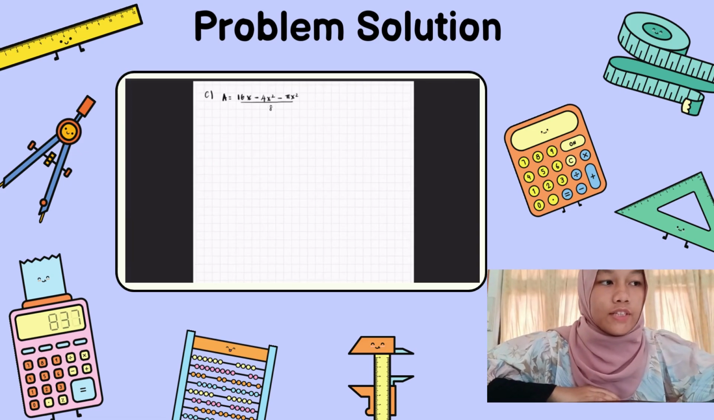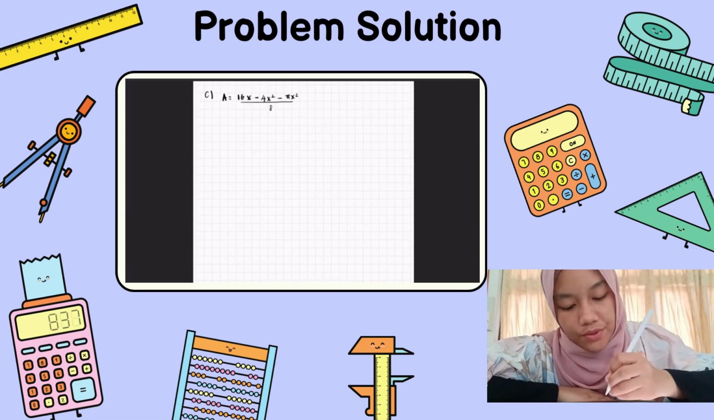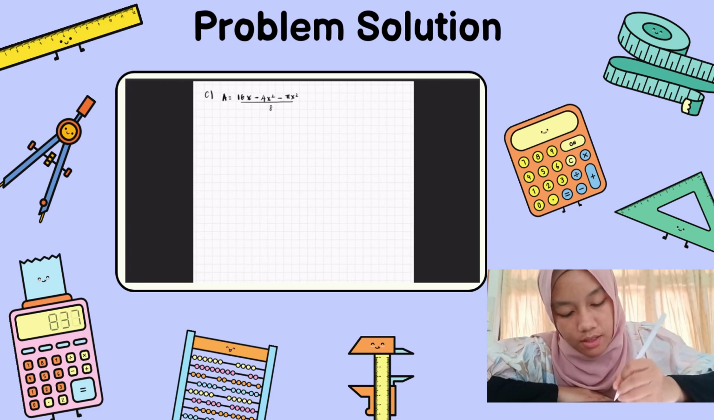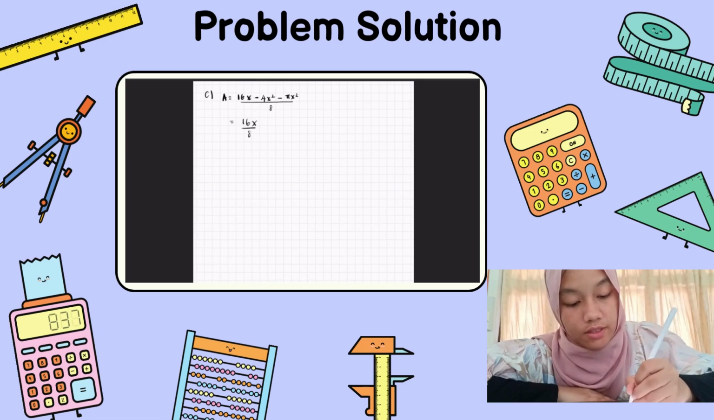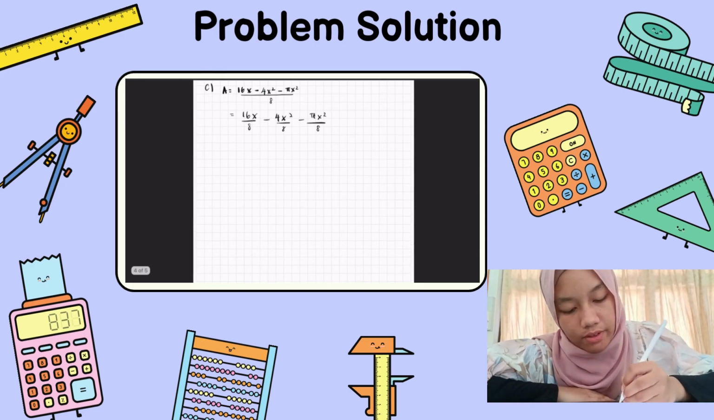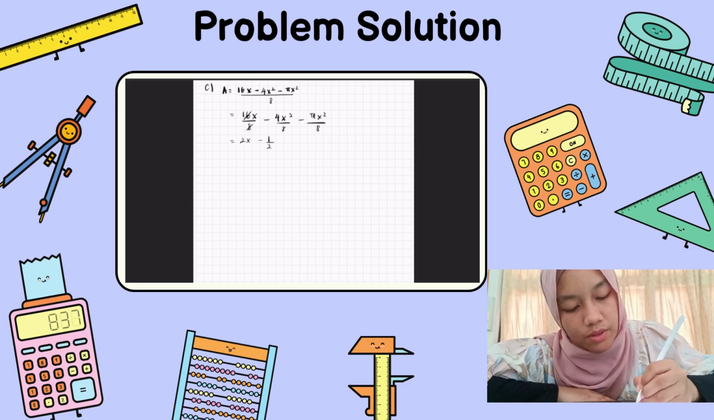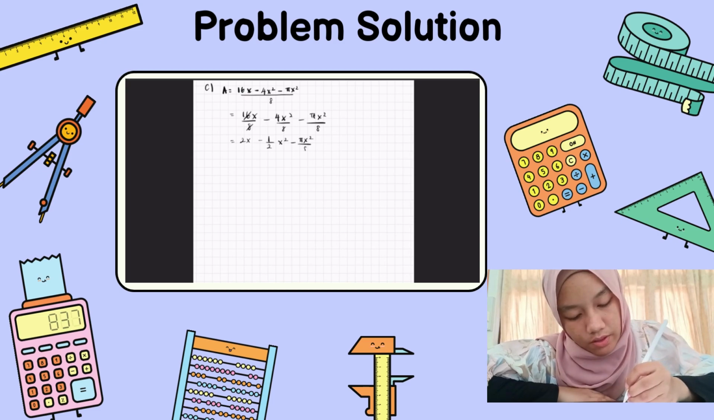For question 4c, determine the maximum area of the window. This is the equation from b. We just have to simplify it: 2x minus 1 over 2 x power of 2 minus pi x power of 2 over 8. You just have to rewrite it again.